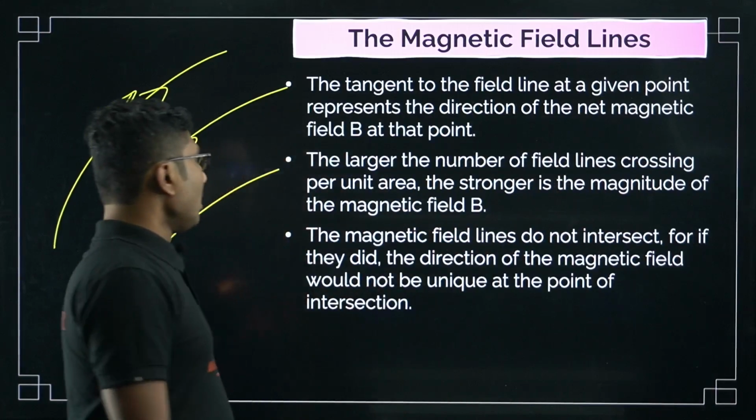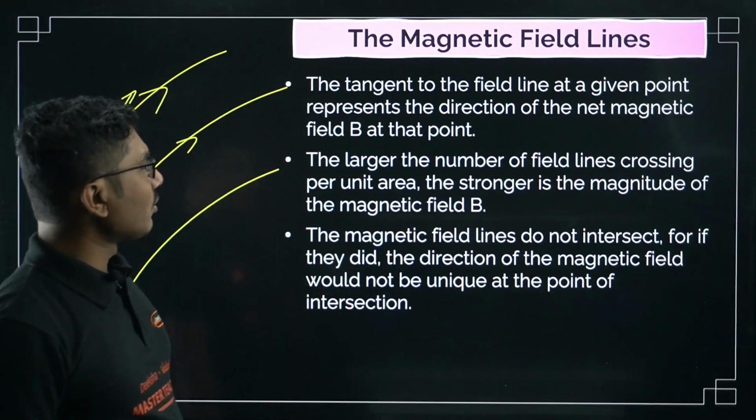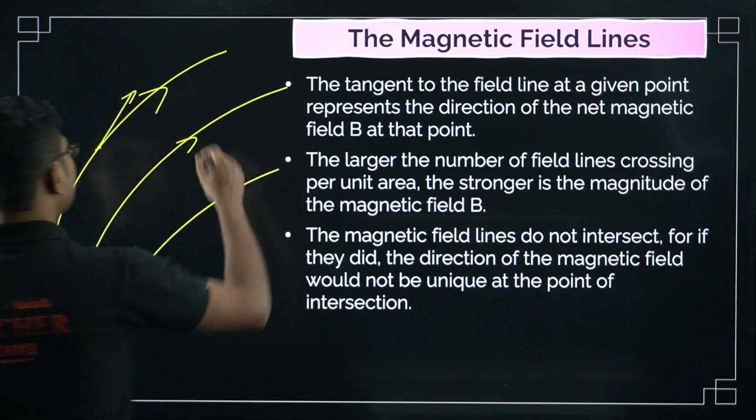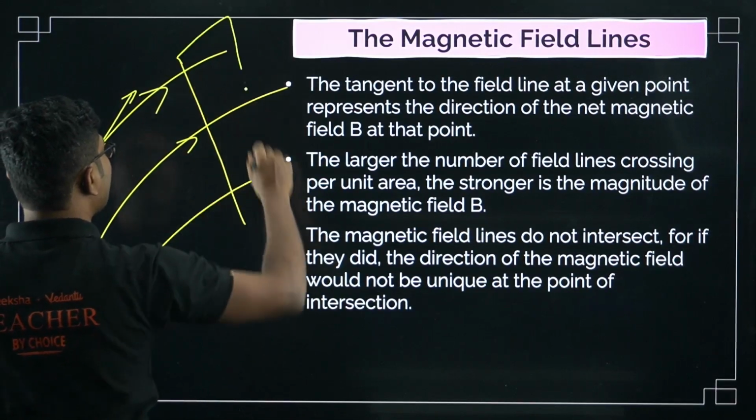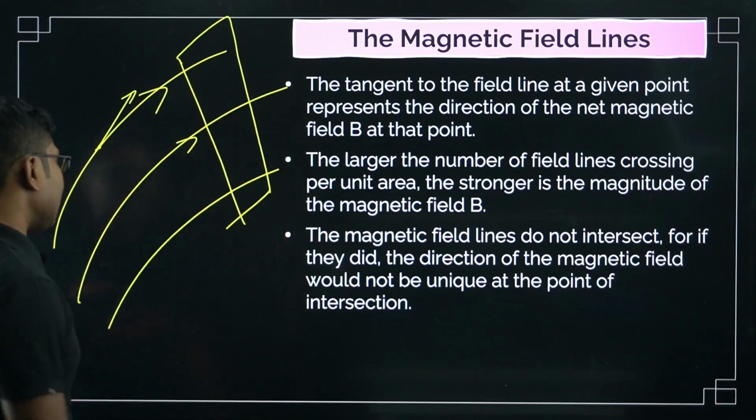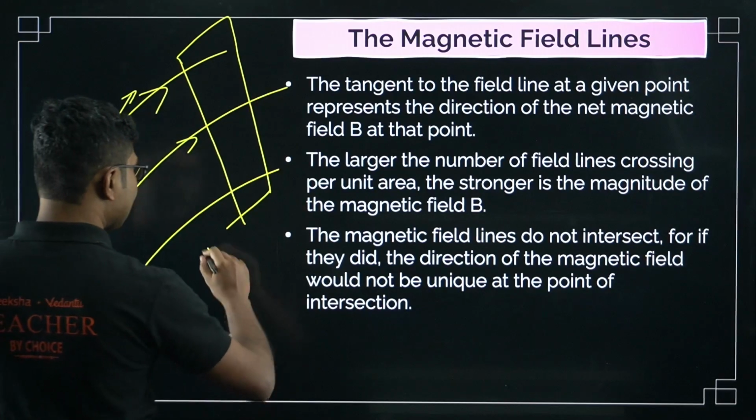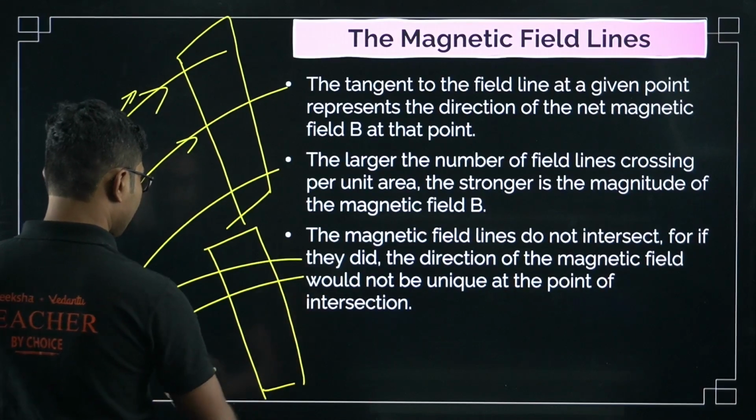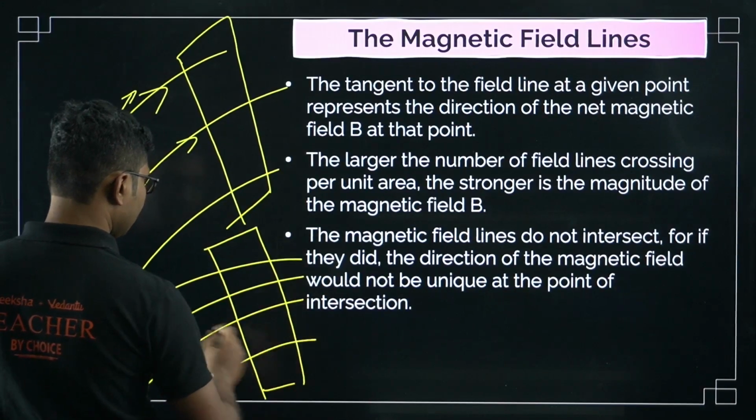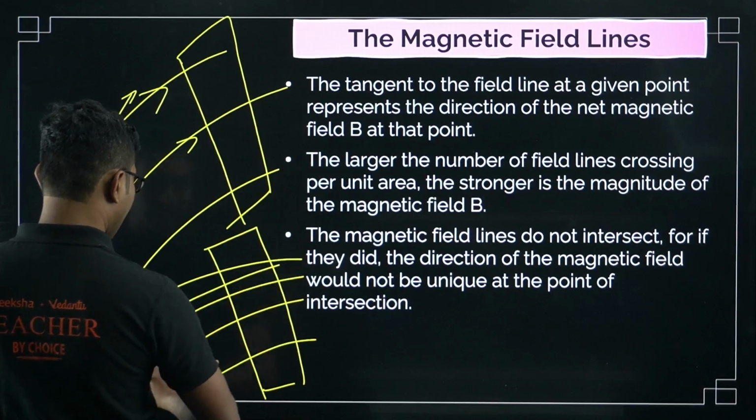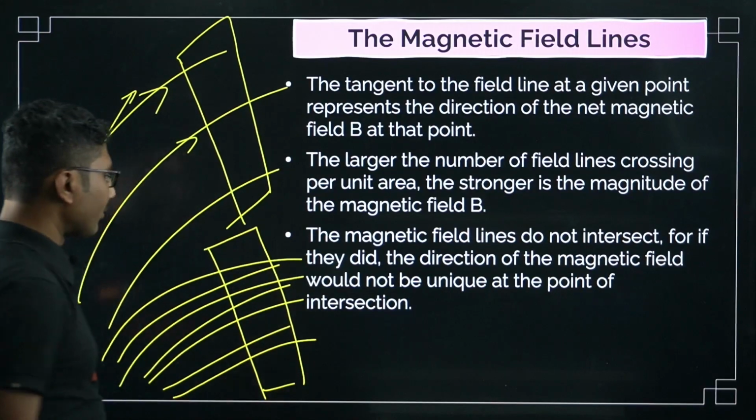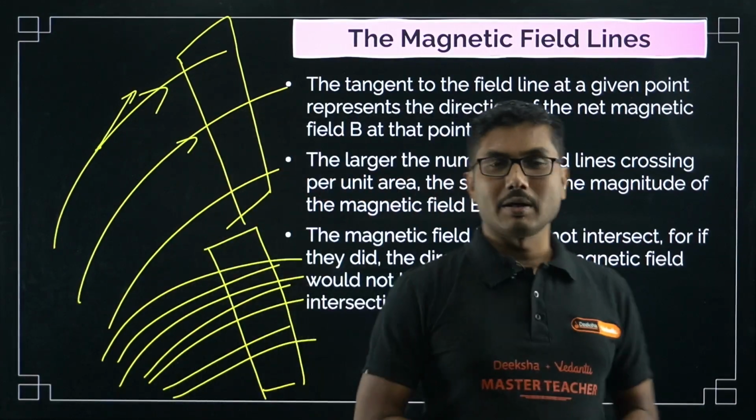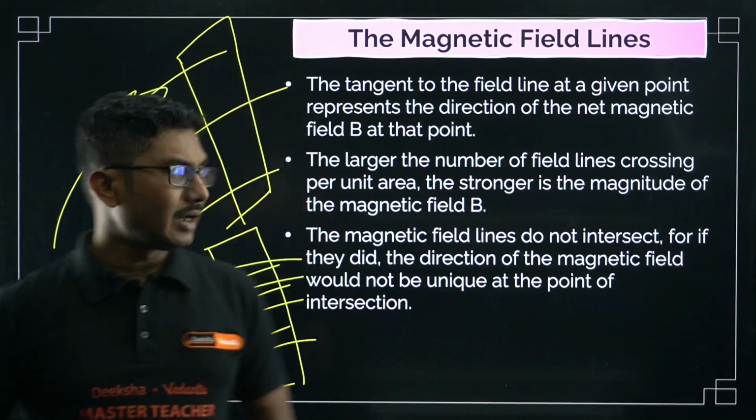The larger the number of field lines crossing per unit area, the stronger is the magnitude of the magnetic field B. Suppose I have a unit surface area like this, and say 3 lines are passing. Now if I consider the same area but with more lines passing, that means it has a stronger magnetic field. So more lines always represent a stronger magnetic field. The concentration of magnetic field lines represents the strength of the field.